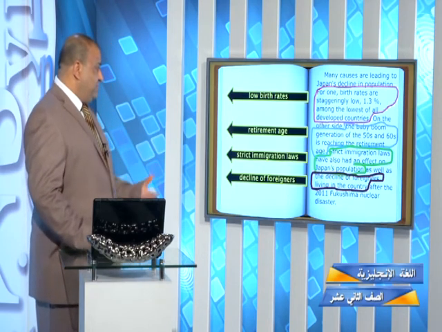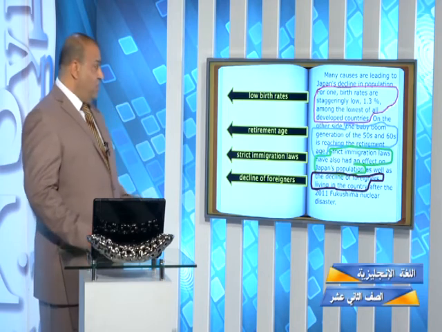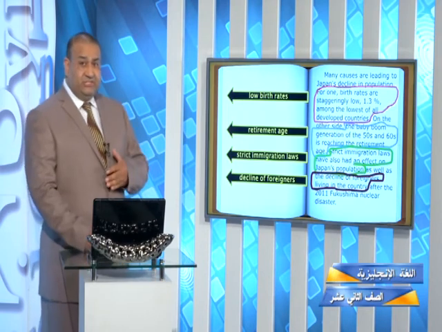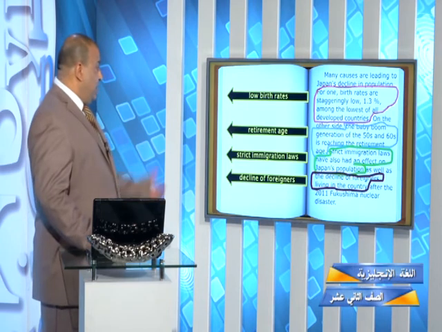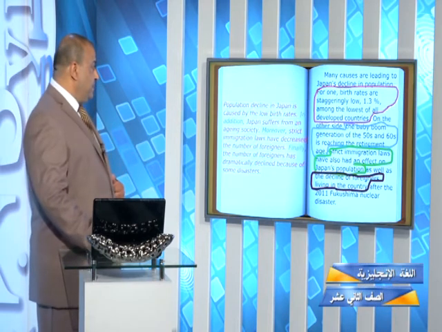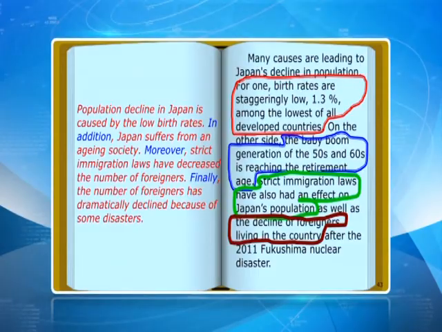Now let's give you my suggestion. It's not the only suggestion. You may give a suggestion better than it. I'd like to talk about low birth rates, retirement age, strict immigration laws, decline of foreigners. This is my summary. Population decline in Japan is caused by the low birth rates. This is my first sentence. In addition, this is a linker. I have to link the sentences. Japan suffers from an aging society.